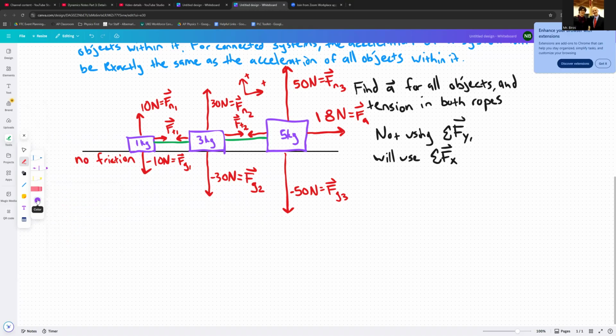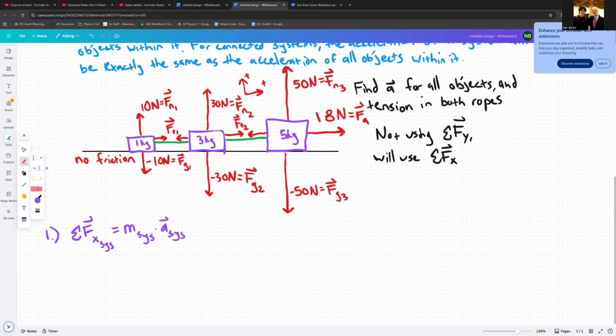So let's do this. A sum of forces, and this is our first step, in the x direction for the entire system. You can subscript it: sum of forces x, and then SYS for system. That just lets us know we are indeed looking at the forces for the entire system. What that's going to be equal to is the mass of the entire system times the acceleration of the entire system.